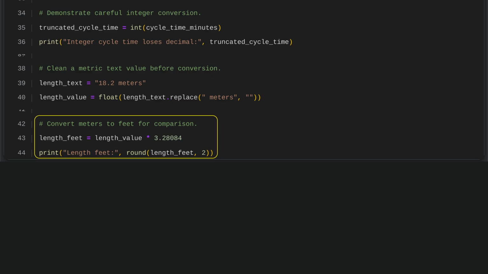To convert meters to feet, multiply the meter value by 3.28084. Then, round the result to 2 decimal places, so the final length is clear and easy to read.